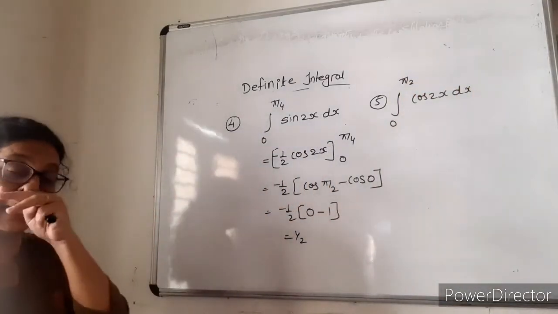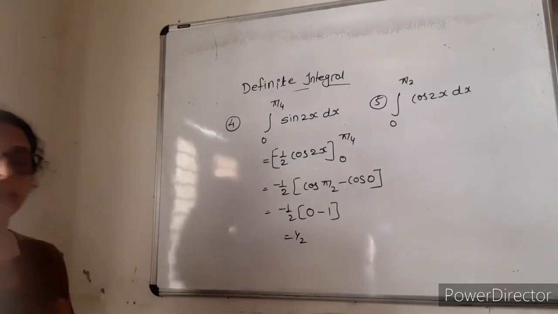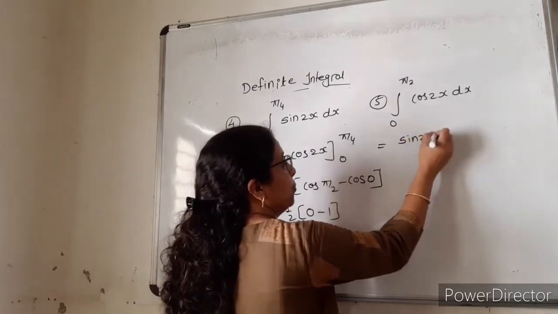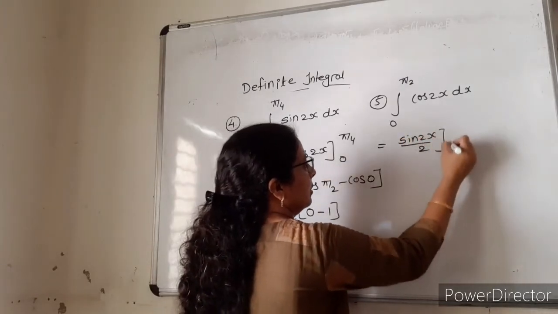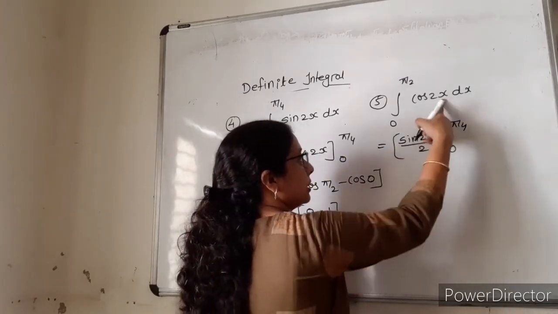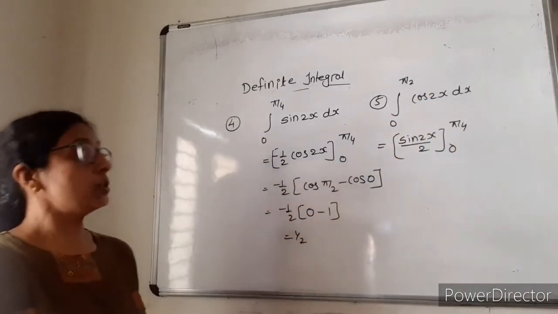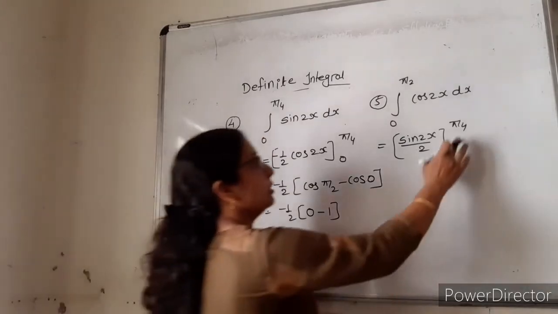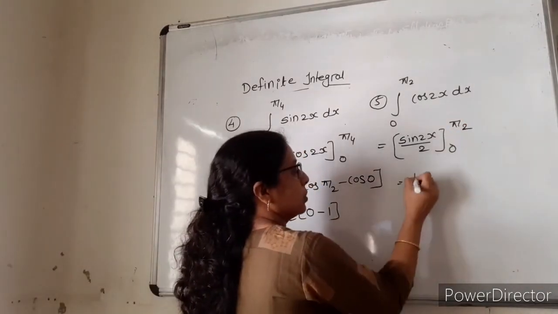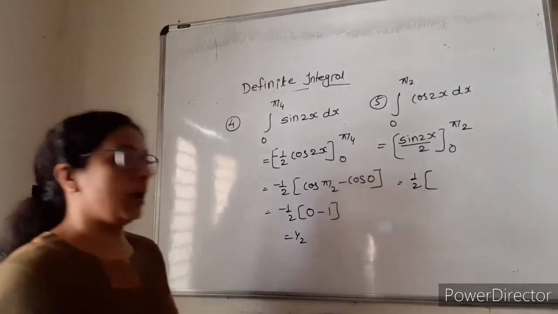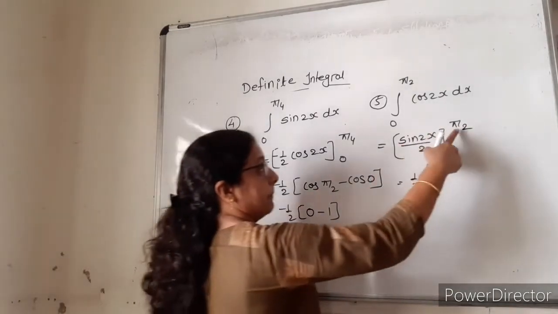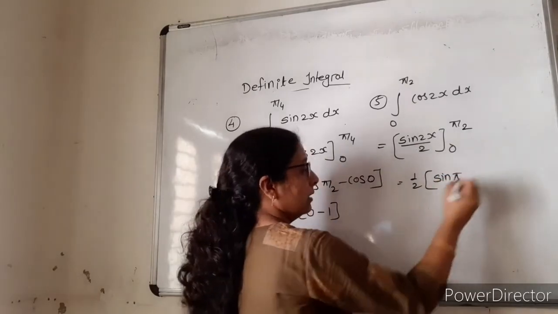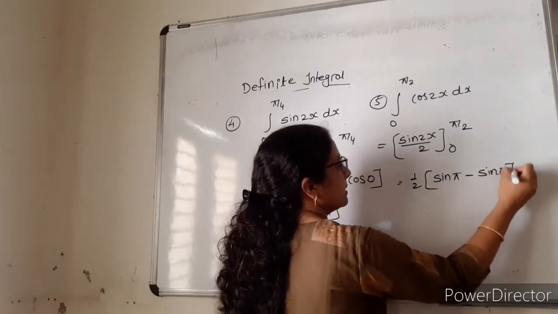So what is the integration of cos 2x? That is sin 2x by 2. Again here, the coefficient of x, right? So for cos 2x you have to divide by this coefficient, limits 0 to pi by 2. So 1 by 2 remains outside. Putting pi by 2 here, the 2 cancels, giving sin pi, minus sin 0.